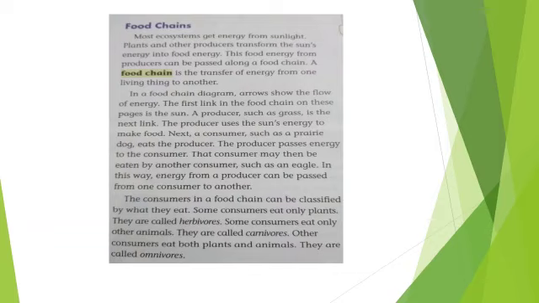The consumers in a food chain can be classified by what they eat. Some consumers eat only plants. They are called herbivores. Some consumers eat only other animals. They are called carnivores. Other consumers eat both plants and animals. They are called omnivores. Keep in mind the video that you watched and the information of the text in front of you and answer the following questions.